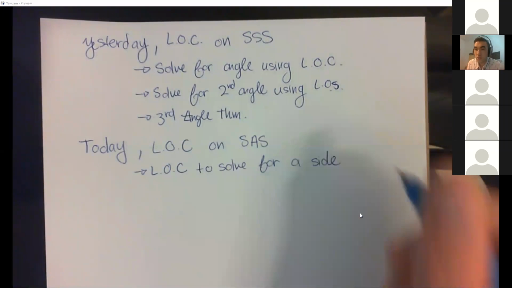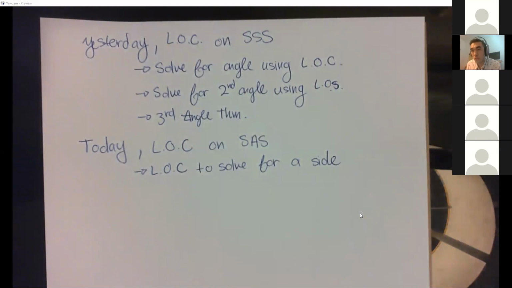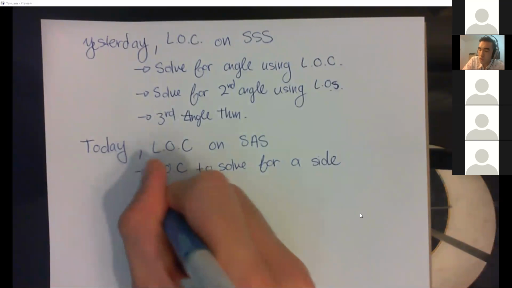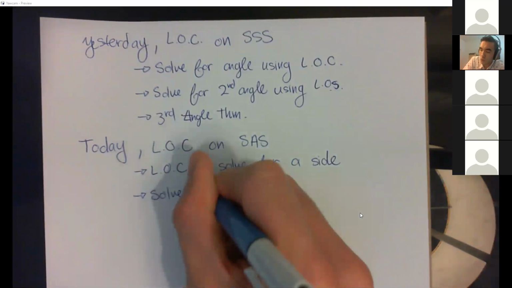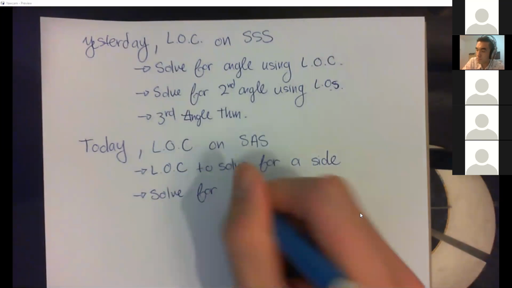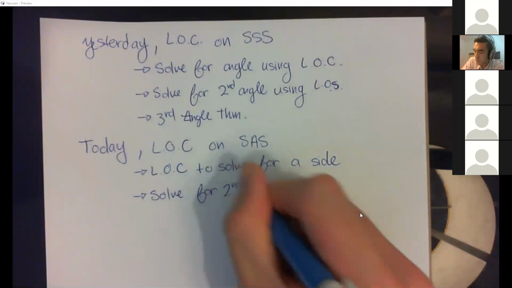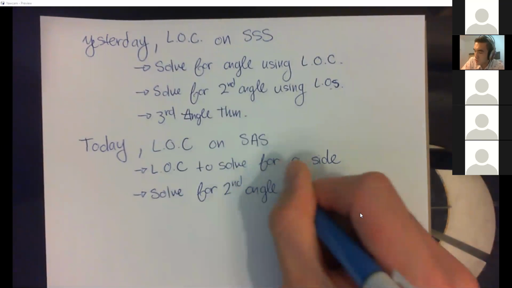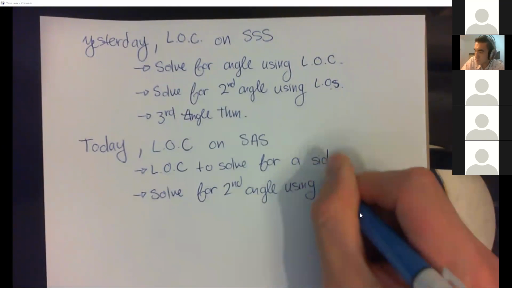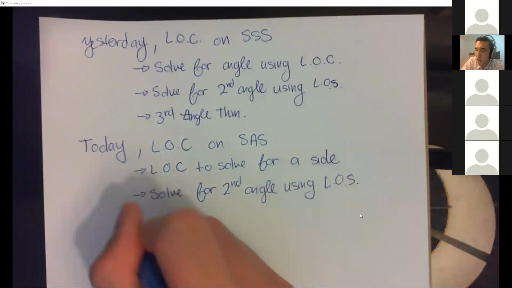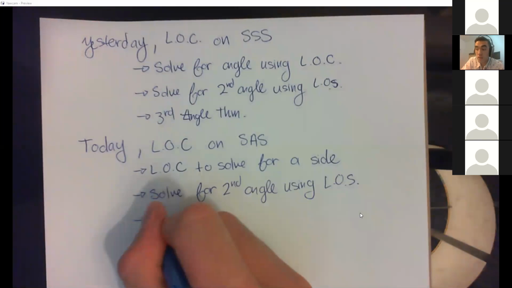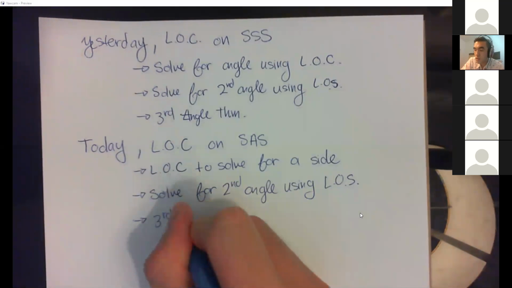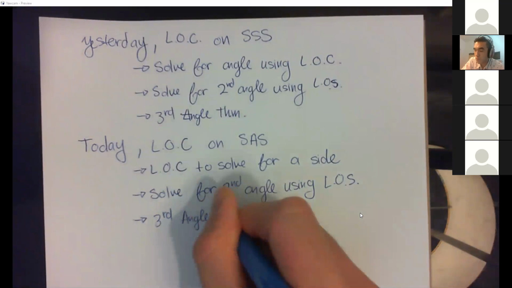We have 2 of the sides to start off with, and the law of cosines will let us quickly get that third side. After we use the law of cosines to get that third side, then we can solve for a missing angle using the law of sines. And then after we have 2 of the angles, once again, this problem is finished off by using the third angle theorem.